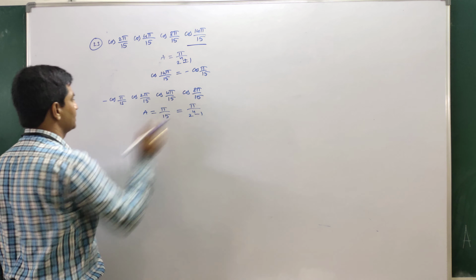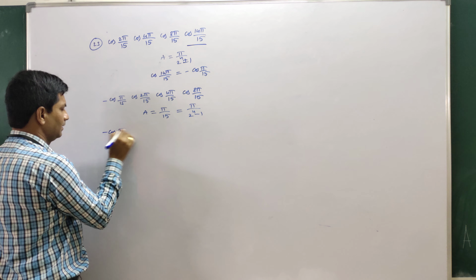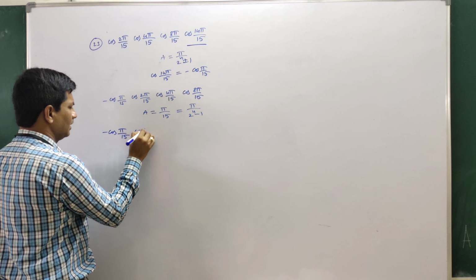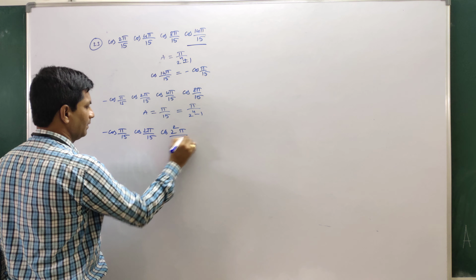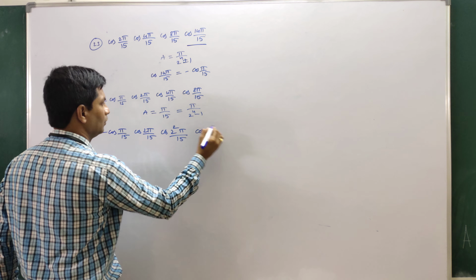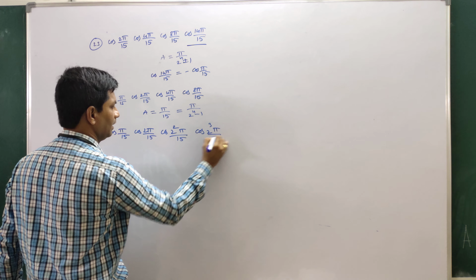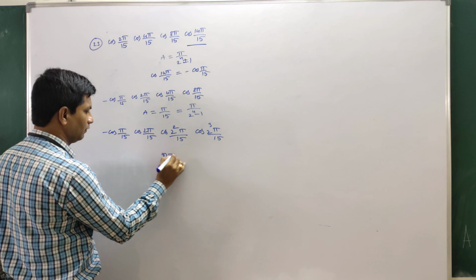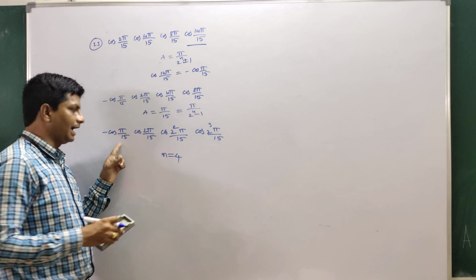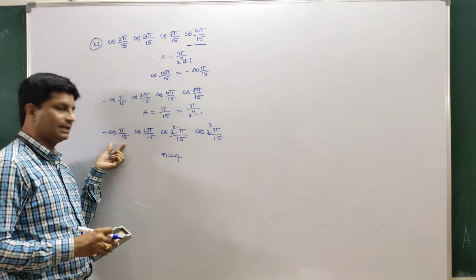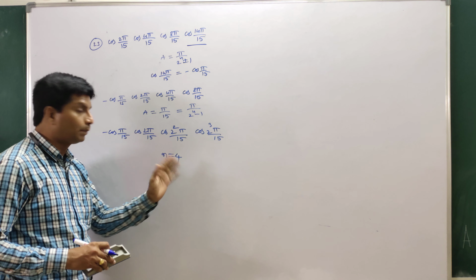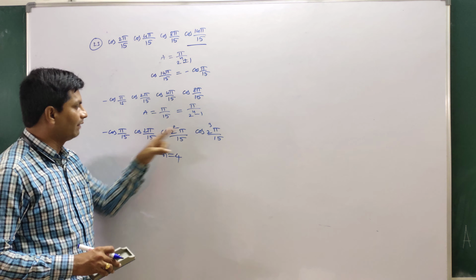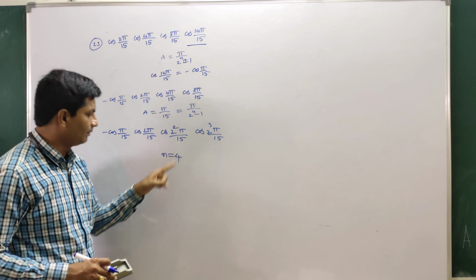Moreover, this can be written as: minus cos pi by 15, cos 2 pi by 15, cos 2 square pi by 15, and this is obviously cos 2 power 3 pi by 15. Now take n equal to 4. Cos A, don't multiply the minus. Cos A, cos 2A, and so on, cos of 2 power n minus 1 into A. 2 power n minus 1 is 4 minus 1, 3, into pi by 15. Is it right or not?